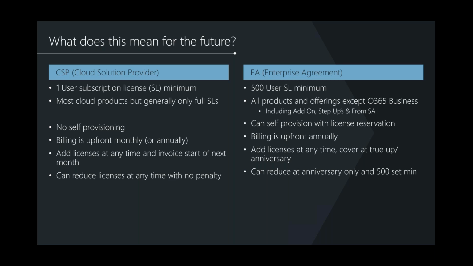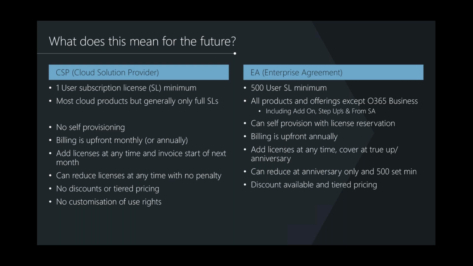So if you sign up with 1,000 users on an EA, and then you increase to 1,400 during year one, at the end of year one, as long as you haven't already paid for those 1,400, you can bring that back down. You can't go down below that 1,000 user number you signed on at the start of the agreement. With CSP, there's no discount or price tiering, and with EA, as we know, there's plenty of discounts available. There's price tiering at 500, 2,400, 6,000, and 15,000 users.